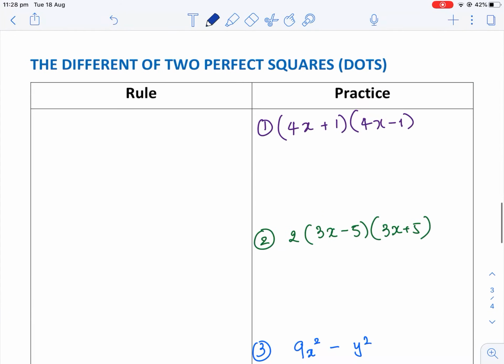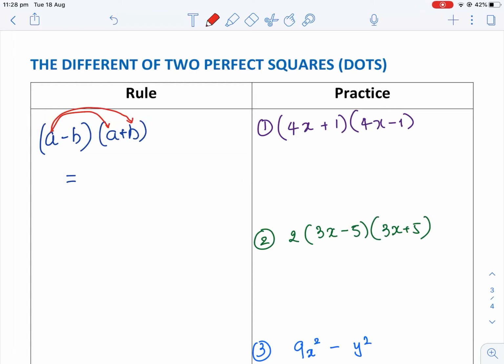Now we move on. The next one is the difference of two perfect squares. We call it DOTS. Some of the books say difference of perfect squares. They are all the same thing. The rule is, for example, I have A take away B times A plus B. So tell me, it's equal to what? Same, we use the FOIL method.